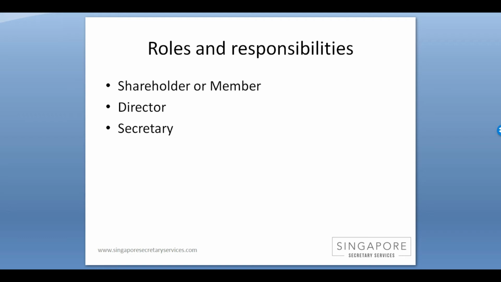The secretary is there to assist the director in the day-to-day running, and advise him or her as to what they have to do for compliance matters with regards to IRAS and ACRA. Okay, so these are the important three roles. Just remember shareholders, directors, and secretaries.